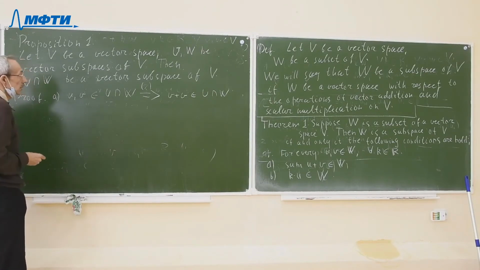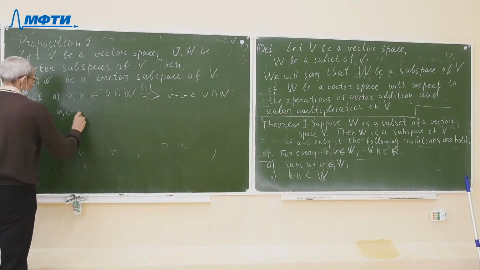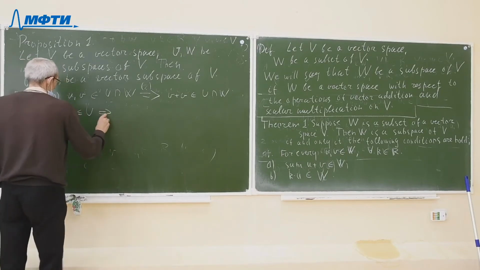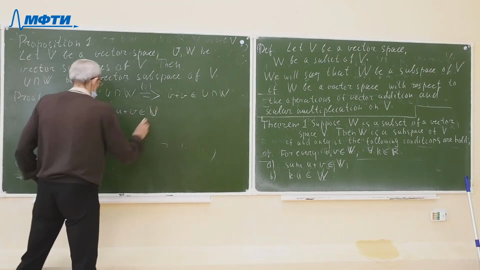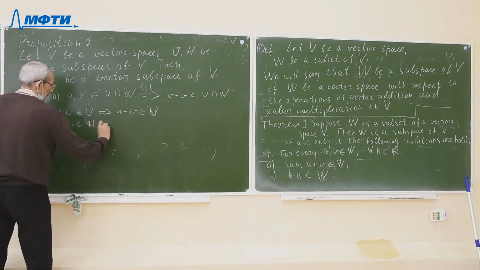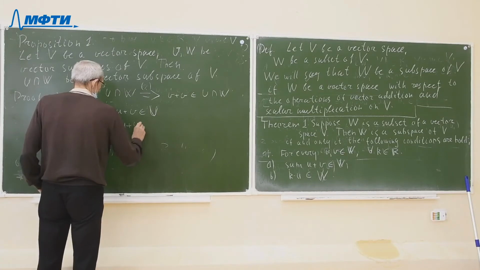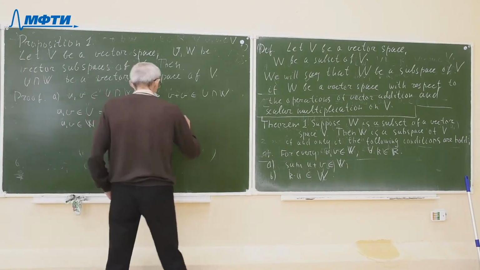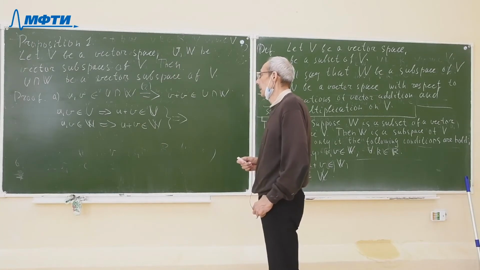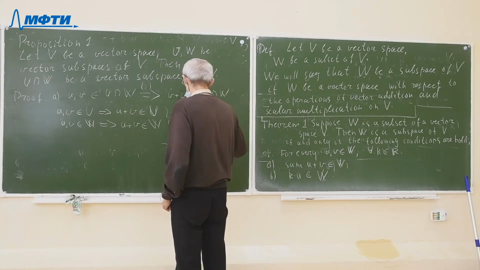We have that U and W are vector subspaces of our space, and U and V belong to U, and we have the sum also belongs to U. U and V belong to W, and W is also a subspace, and then U plus V belongs to W. And from these two assertions, U plus V belongs to U and U plus V belongs to W, it follows that the sum belongs to the intersection.